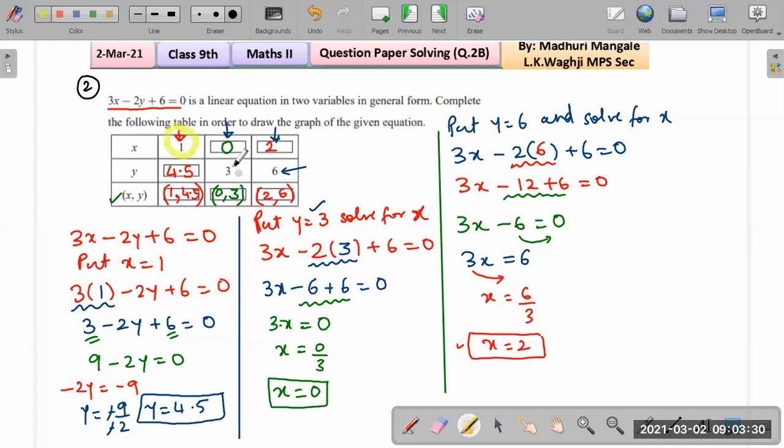Okay, so once again, to sum up what we did here, in the table we are given the values of x, or we are given the values of y. We have to put the respective values and solve for the other variable. Once we get the value, we just substitute that value here in the box. And final thing, that is the x comma y format, it should be written with brackets and the numbers should be separated by comma. Okay, an easy question. Let us move to question 3 now.